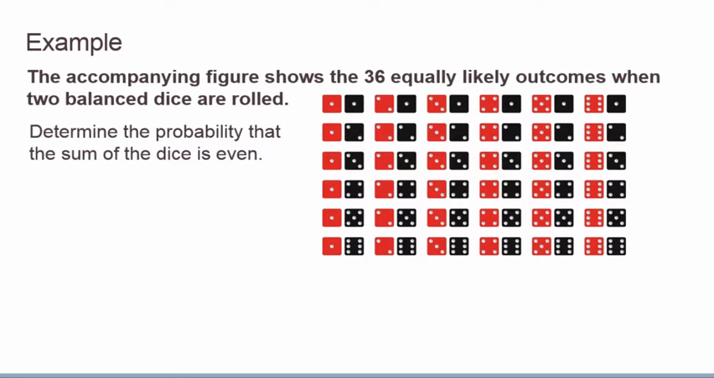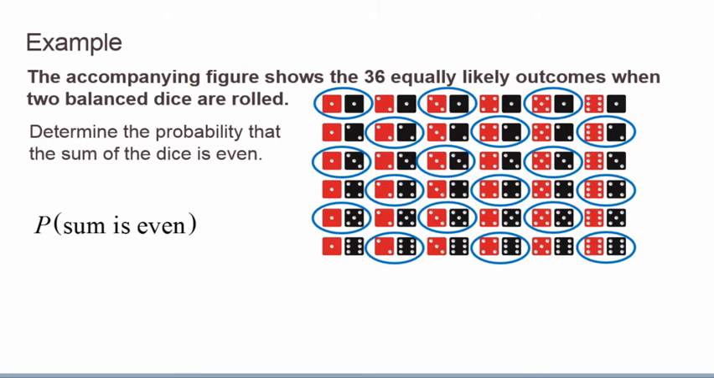Example: we are still using our 36 equally likely outcomes when two balanced dice are rolled. Determine the probability that the sum of the dice is even. So first we write down the probability of the event. Probability sum is even. We want to find all the combinations where we get an even sum. 1 is first, 1 is second, gives us 2. 1 is first, 3 is second, gives us 4. 1 is first, 5 is second, gives us 6.